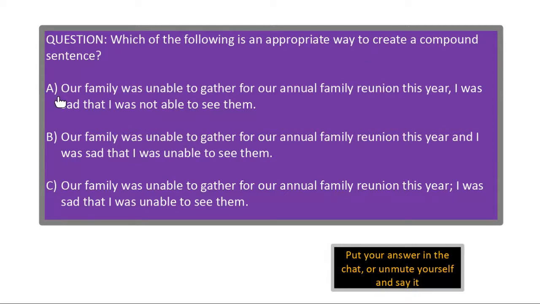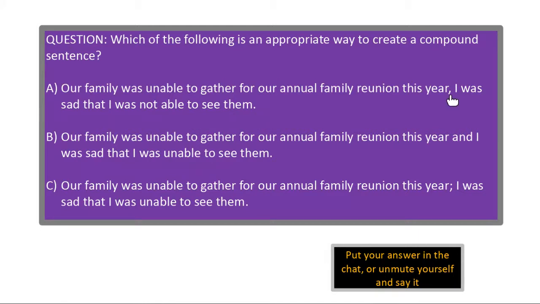If we look at A, our family was unable to gather for our annual family reunion this year. I was sad that I was not able to see them. Okay, so I have a comma right here, correct? So this comma is acting as the joining spot for these two independent clauses, right? Well, let me check it. On the left side, our family was unable to gather for our annual family reunion this year. That can stand alone by itself. So that's an independent clause. I was sad that I was not able to see them. That's also an independent clause.